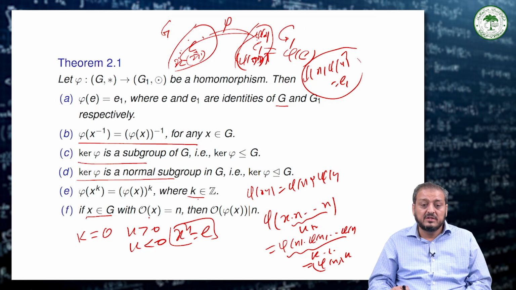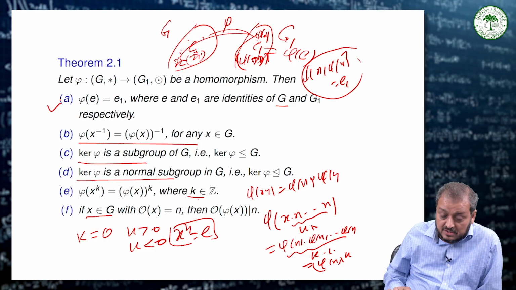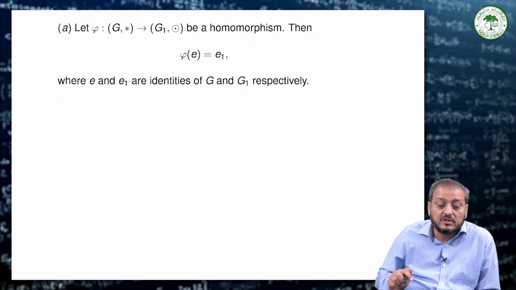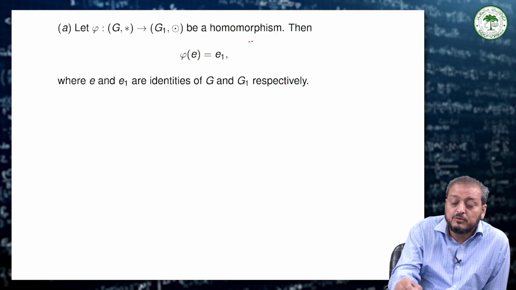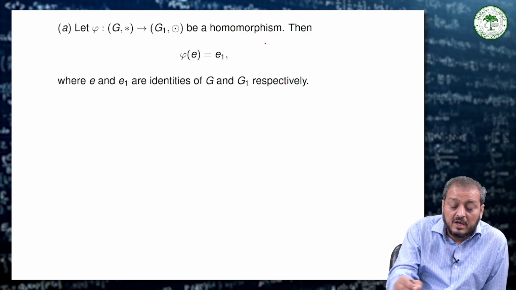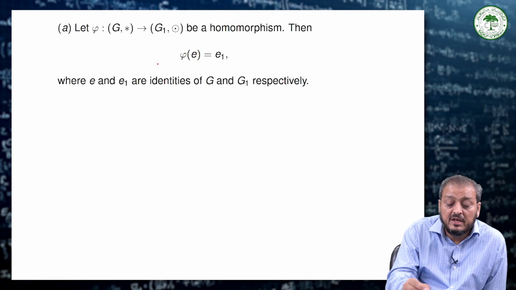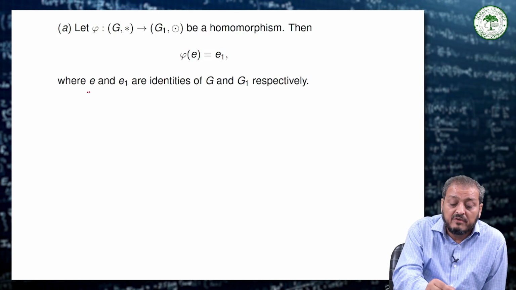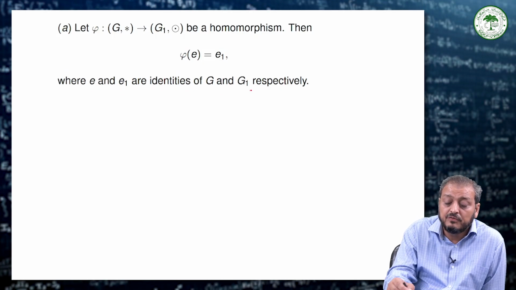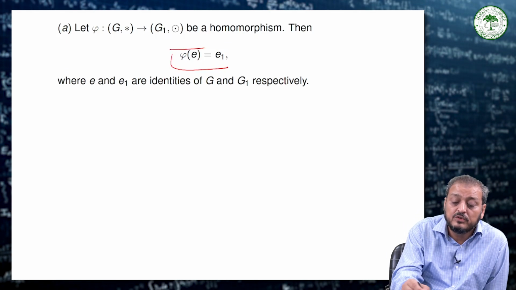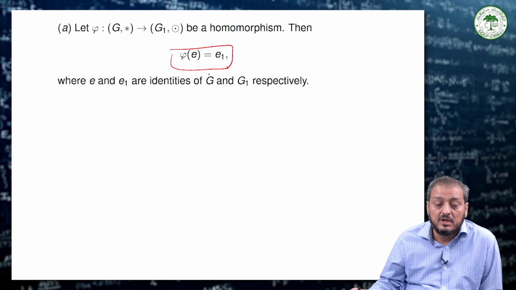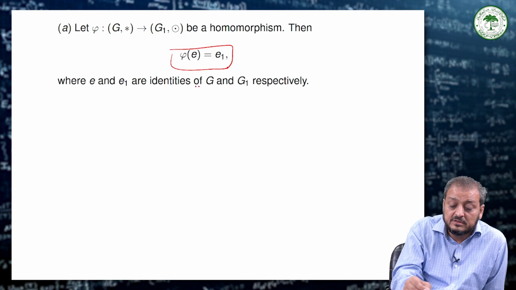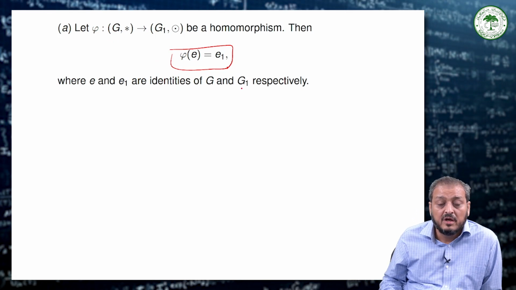First, let's start with the first one. Let phi from G to G1 be a homomorphism. If it is a homomorphism, then phi of e is equal to e1, where e and e1 are the identities of G and G1 respectively. We have to prove that phi of e is equal to e1. So e is the identity of G and e1 is the identity of G1.